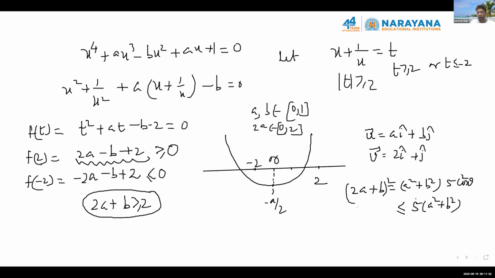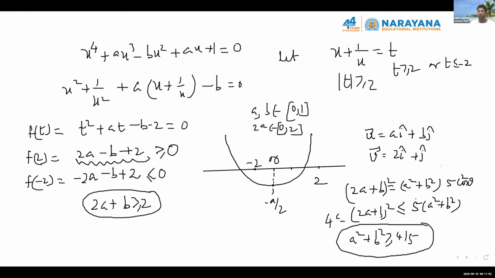And 2a plus b whole square itself is greater than 4, because we have just now observed 2a plus b to be more than 2. So this quantity a square plus b square will turn out to be greater than or equal to 4 by 5, where equality will hold when two conditions are satisfied. When cos theta is 1, and there also equality holds, 2a plus b equal to 2. So that is the minimum value. And then for area, they have asked in one option.